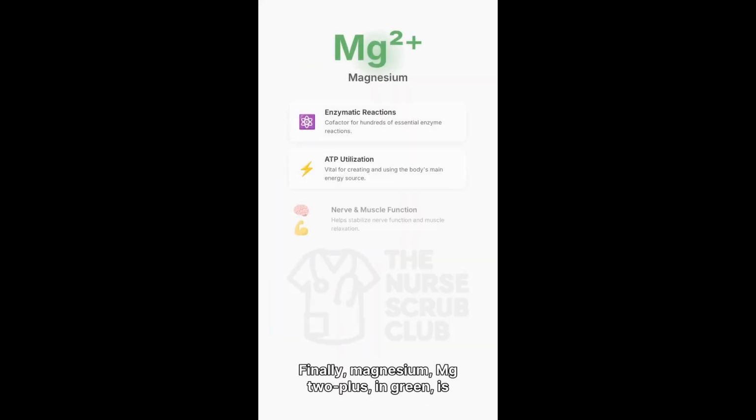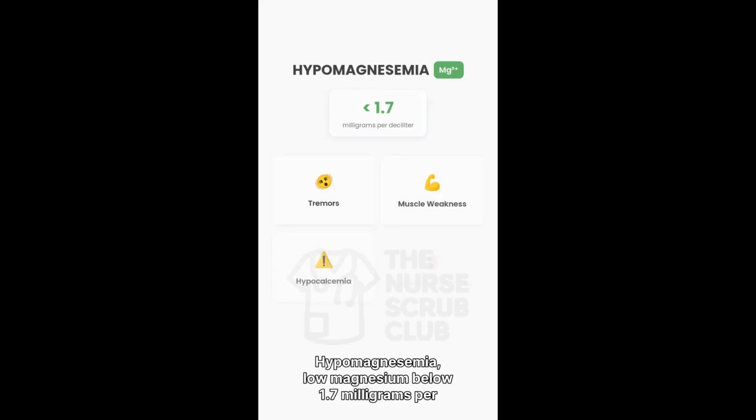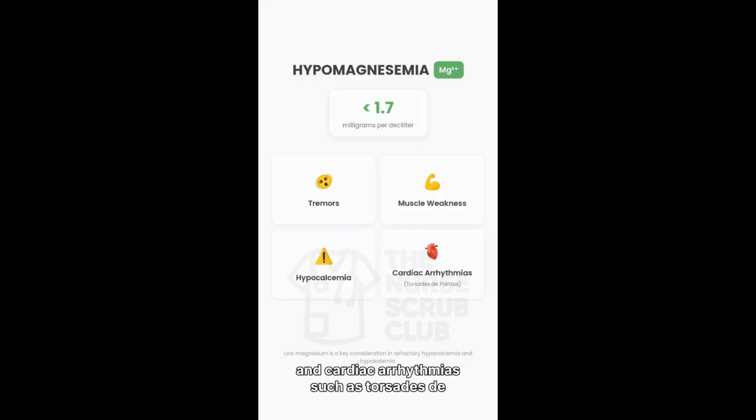Finally, magnesium, Mg2+, in green, is a cofactor for hundreds of enzymatic reactions, including ATP utilization, and impacts muscle relaxation and nerve function stability. Hypomagnesemia, low magnesium below 1.7 milligrams per deciliter, can cause tremors, muscle weakness, hypocalcemia, and cardiac arrhythmias such as torsades de pointes.